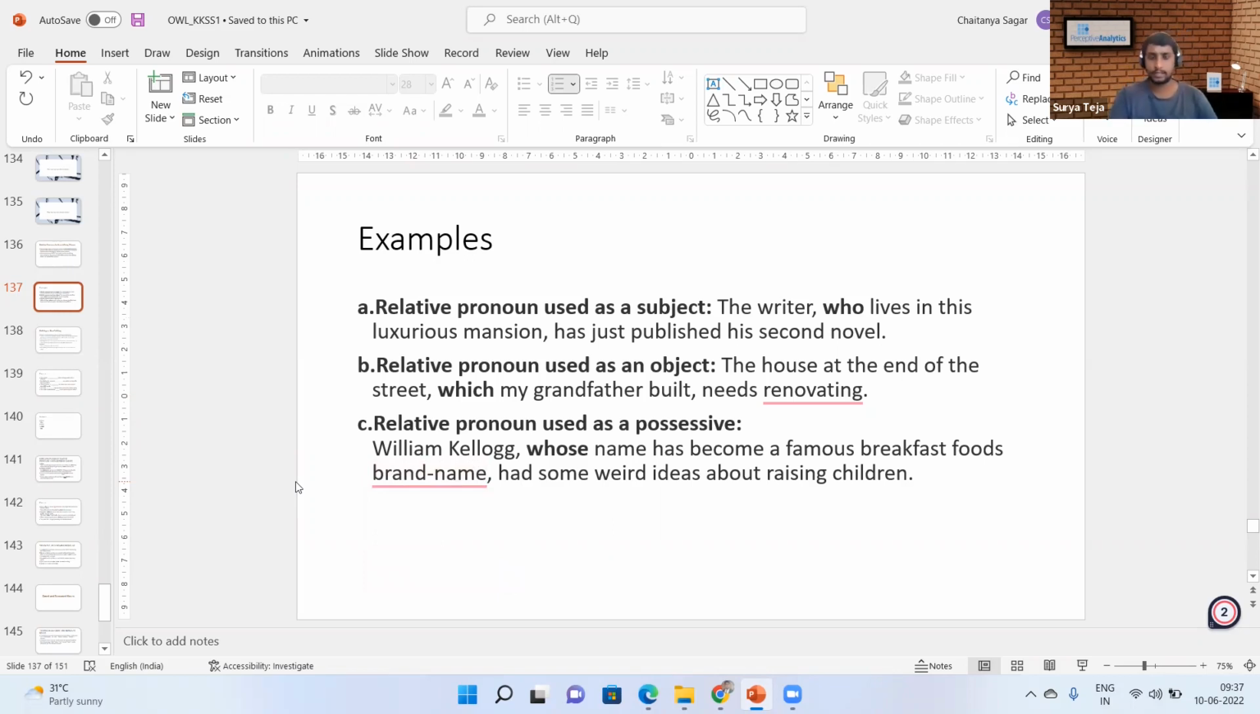So these are three different kinds of uses. These are the three most commonly used relative pronouns: who, which, and whose. In case of person, we have to use who, and in case of things, we have to use which, and in case of possession, we use whose. This one, we'll see some examples.